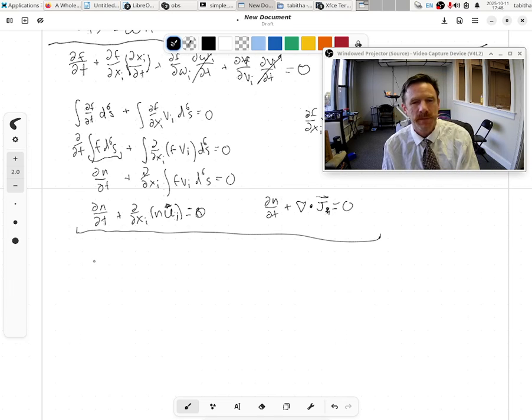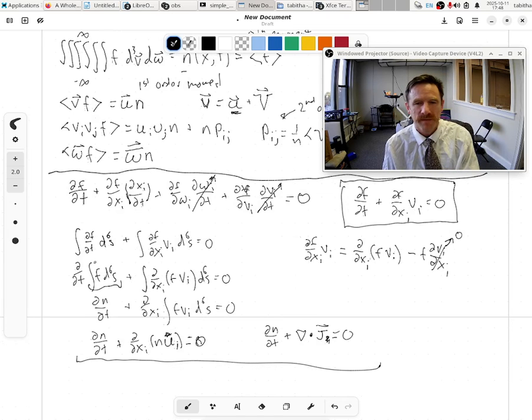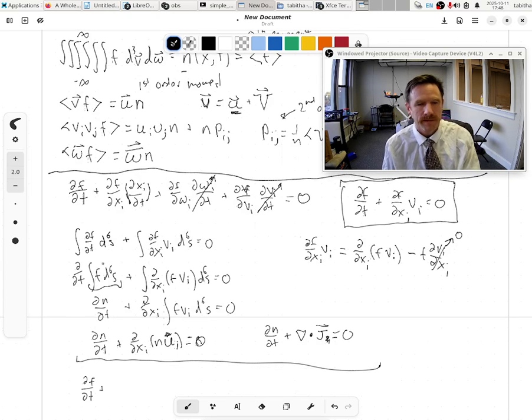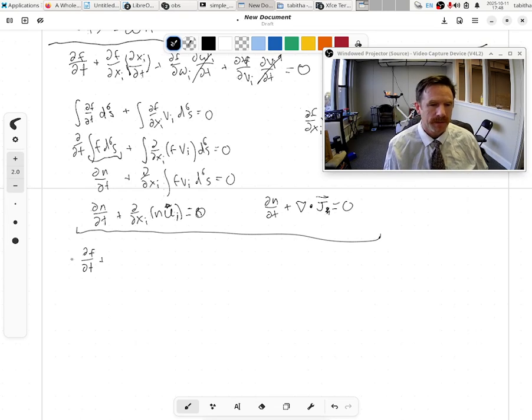So the first thing we're going to do is multiply our master equation by velocity. So I'm just going to go ahead and rewrite this. We have the time derivative of f with respect to t plus, we're multiplying now by vj across the whole equation. And we're going to integrate this now.